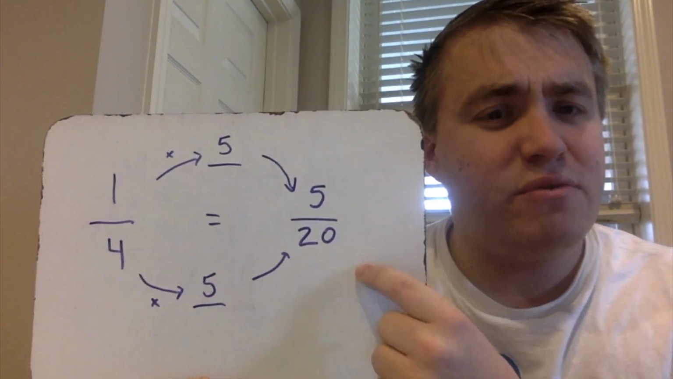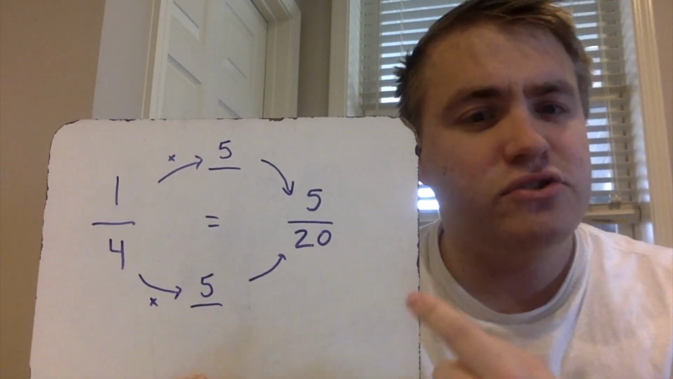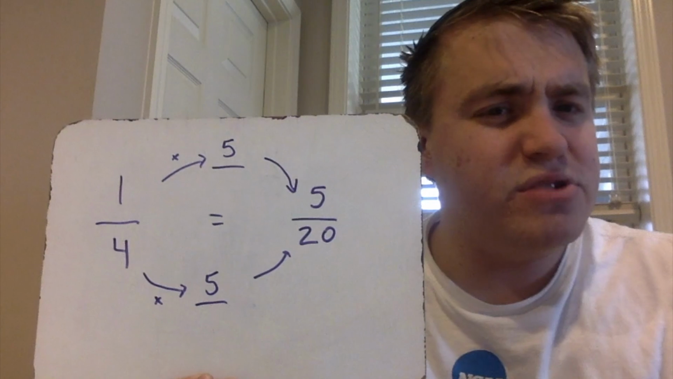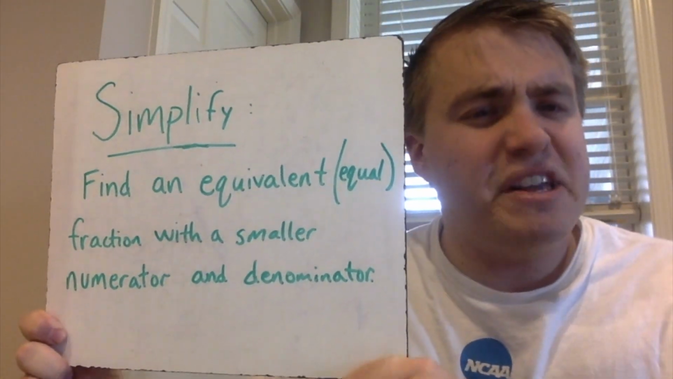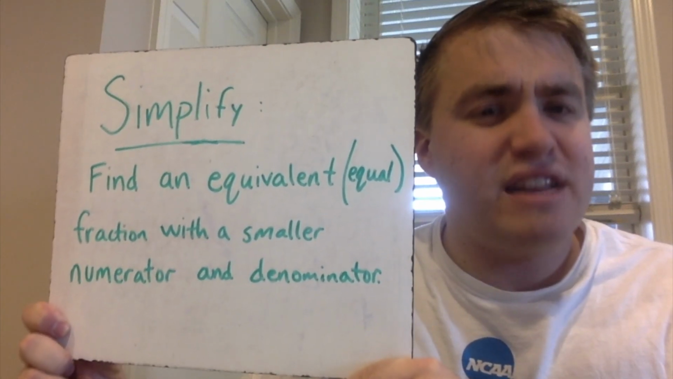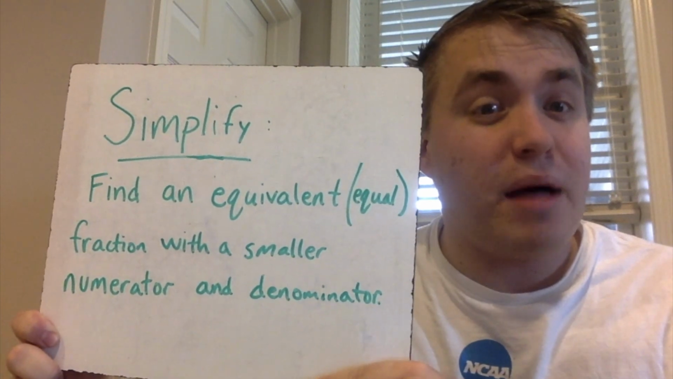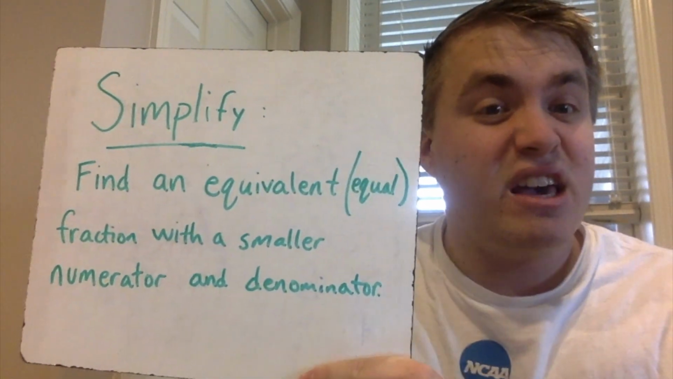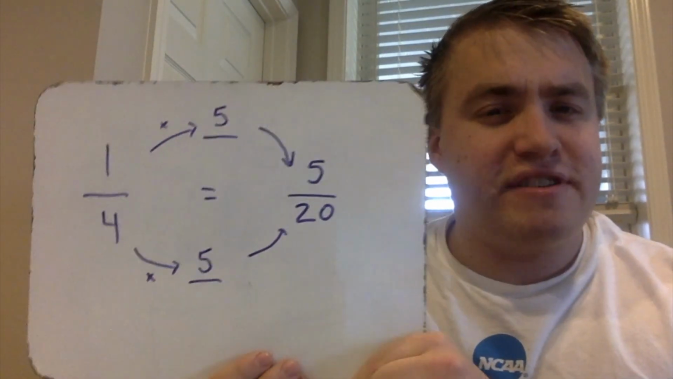But what if we start with 5/20ths? We need to go backwards. We need to simplify. What do we do then? Well, let's take a look at that. I did mention the word simplify. And simplify simply does mean to find an equivalent or equal fraction with a smaller numerator and denominator. So we're going to be looking at a couple problems today where we need to simplify our fractions.